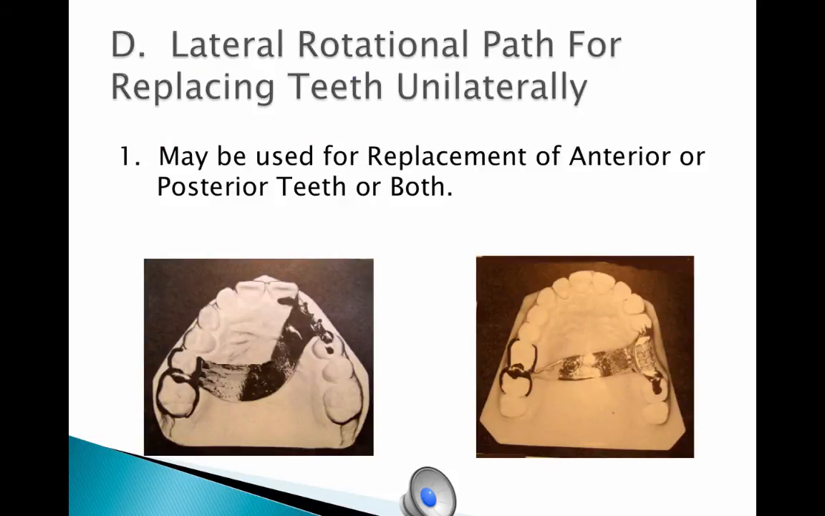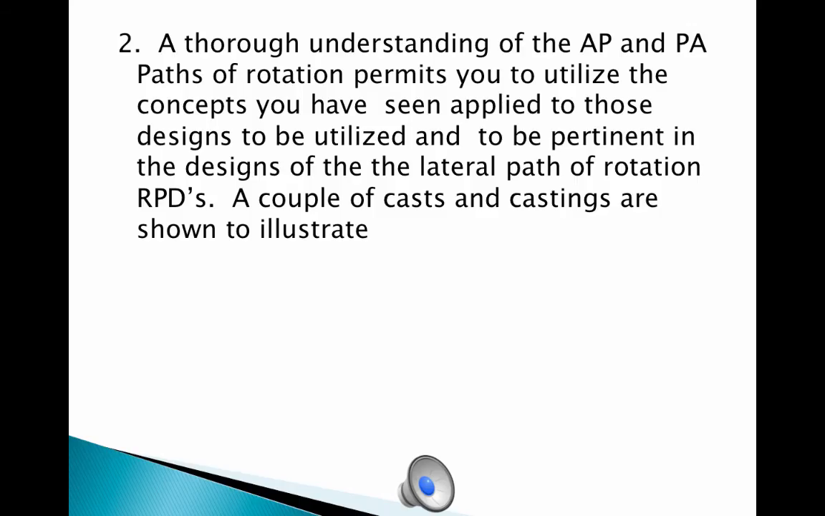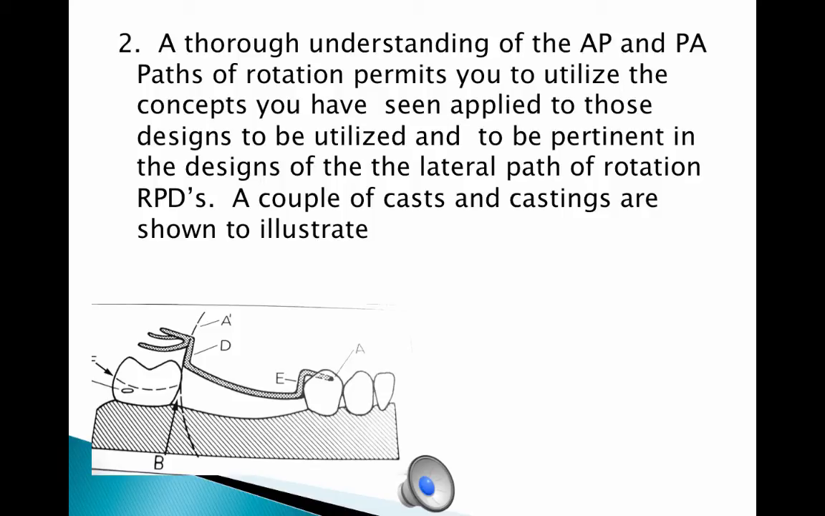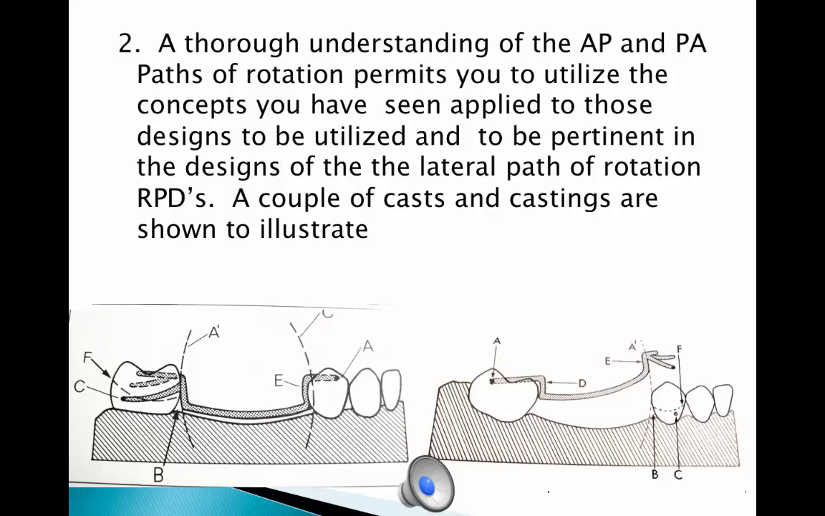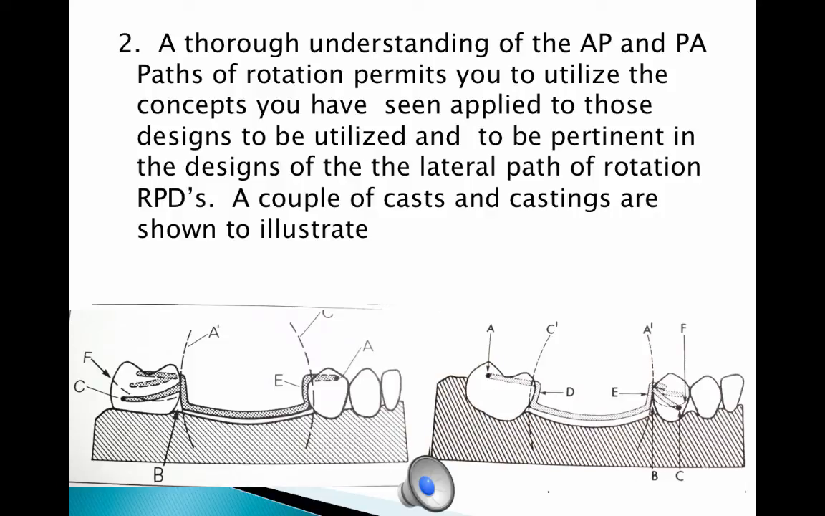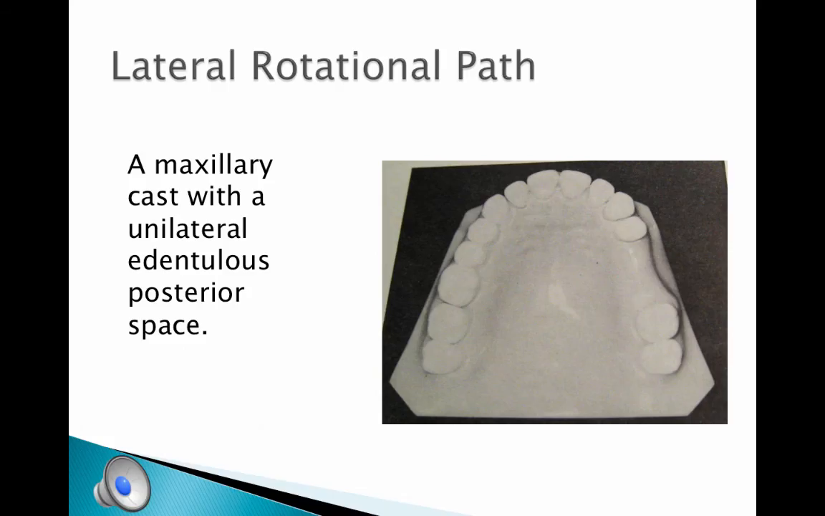The lateral rotational path RPD is used for replacement of the anterior or posterior teeth or both. A thorough understanding of the AP and PA paths of rotation permits you to utilize the concepts you have seen applied to those designs and be pertinent to the design of the lateral path of rotation RPD. A couple of casts and castings are shown to illustrate. Here's a typical cast where the lateral rotational path design can be used. It has a unilateral edentulous area.